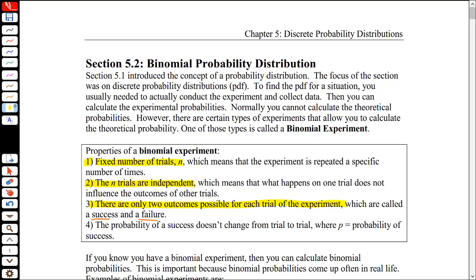And the final criteria is that the probability of success doesn't change from trial to trial. So I have some probability P, and that's going to be the same throughout the experiment for each trial.